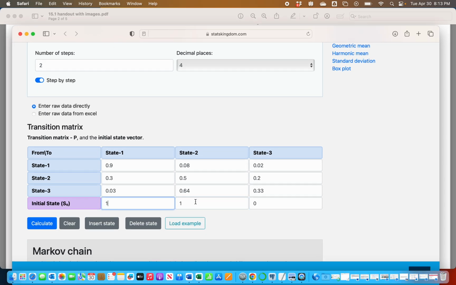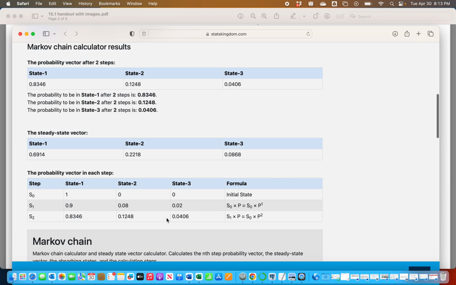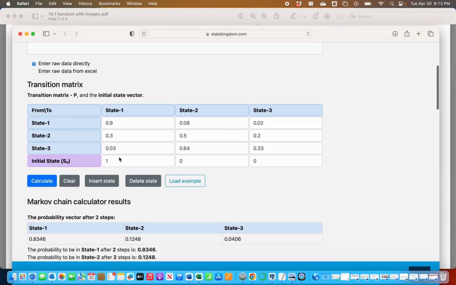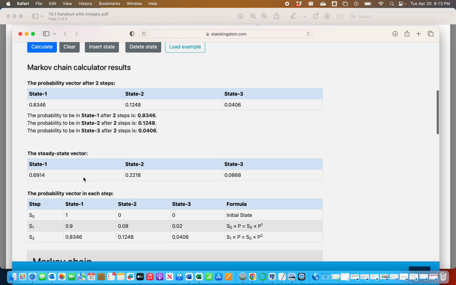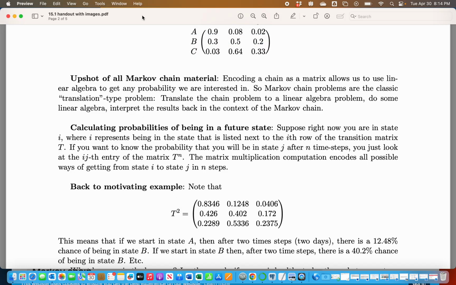Anyway, so let's say he's healthy today. If you hit calculate, it tells you, because I had 2 steps, right? So it tells me 2 days from now, there's an 83% chance that he is still healthy, a 12% chance that he's kind of sick, and a 4% chance that he is too sick to go to daycare, which I think corresponds to this, right? So this calculator is showing you that.